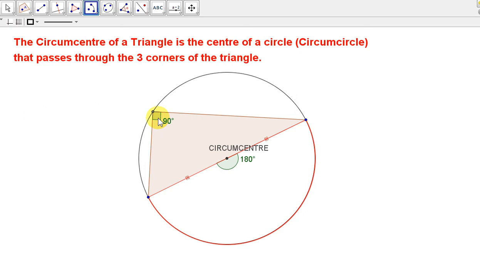The reason being is that it stands on the same arc, this semicircular arc shown in red, as the angle at the center. Now the angle at the center is 180 degrees because this line is the diameter of a circle, and from an earlier theorem we know that the angle at the circle is half the angle at the center. So half of 180 is 90 degrees. So when the circumcenter is on one side of the triangle, then we have a right angle triangle.